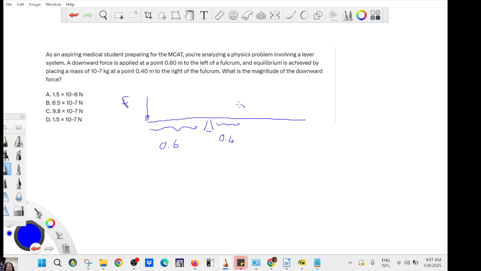So 0.4, and you have a mass m, and that mass m is 10 to the negative 7 kilogram. So we have to be careful because this is in Newton and this is in kilogram. To get from kilogram to Newton, so it's consistent, then you need to consider the weight, right? So mg. Okay, so the weight here, it's going to be 10 to negative 7 times 10. So the weight here, it's going to be 10 to the negative 6 Newton.